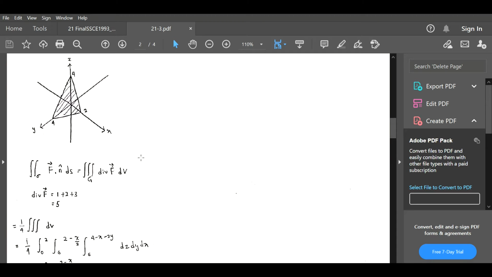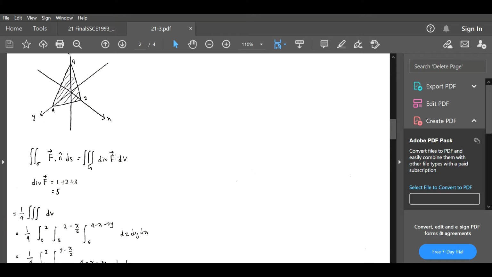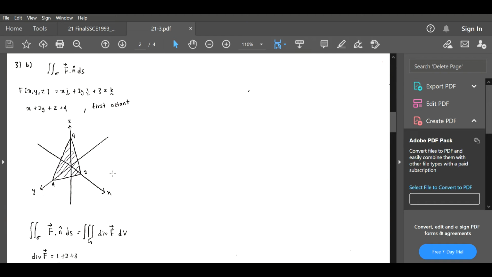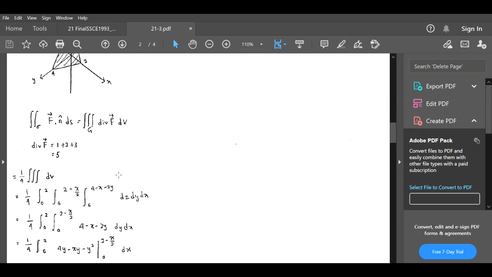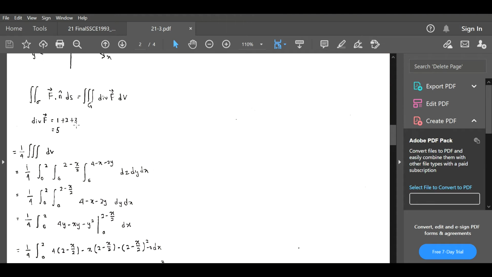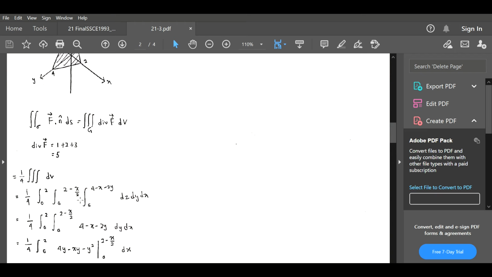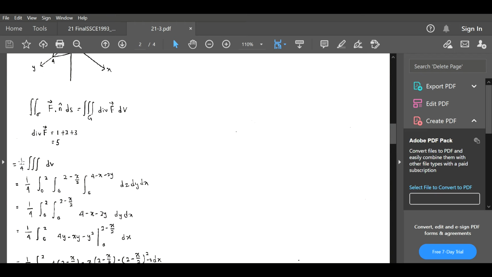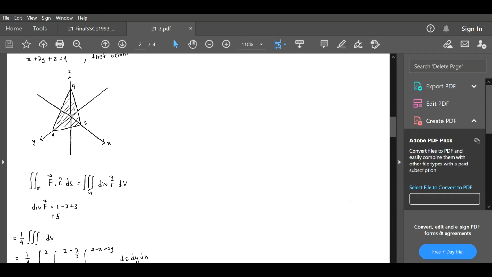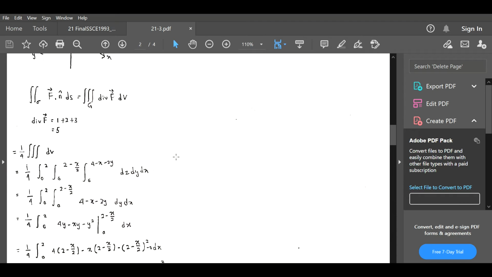As you can see, this one is the flux integral and this one is the flow out of small cubes. Okay, we find the div F first: 1 plus 2 plus 3. Then we want to find the volume of the tetrahedron, split the volume. So 1 over 4 is because it is the first octant. So this one is in the order of dz dy dx.